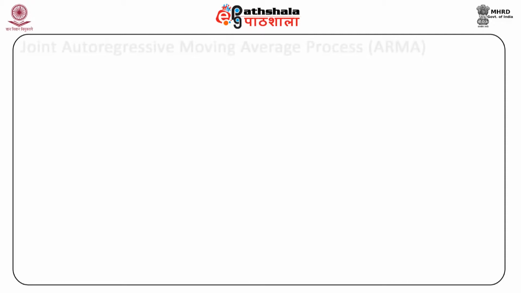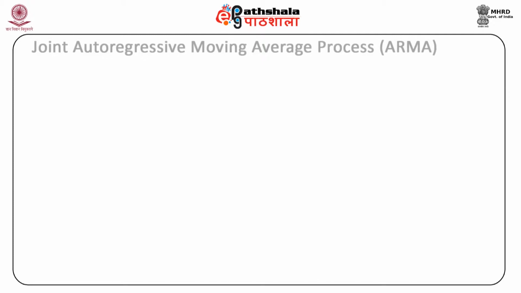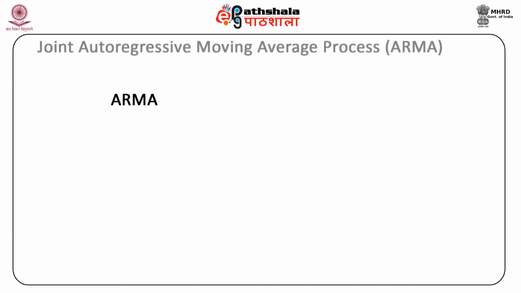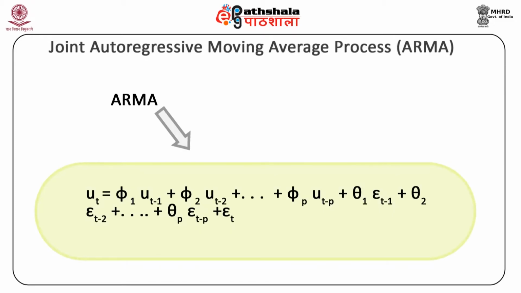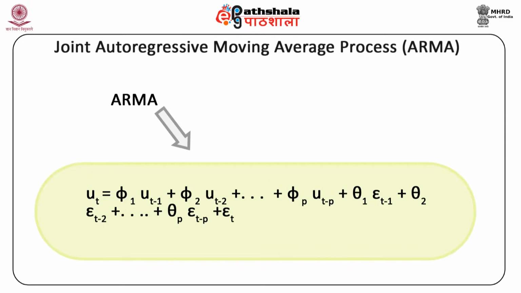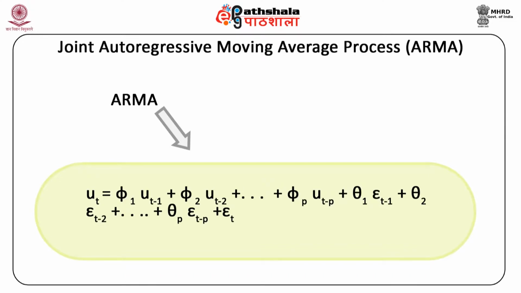And the third structure is the joint autoregressive moving average process, also known as ARMA process. A general ARMA process is given by ut equal to phi 1 ut minus 1 plus phi 2 ut minus 2 so on till phi p ut minus p plus theta 1 epsilon t minus 1 plus theta 2 epsilon t minus 2 so on plus theta p epsilon t minus p plus epsilon t.